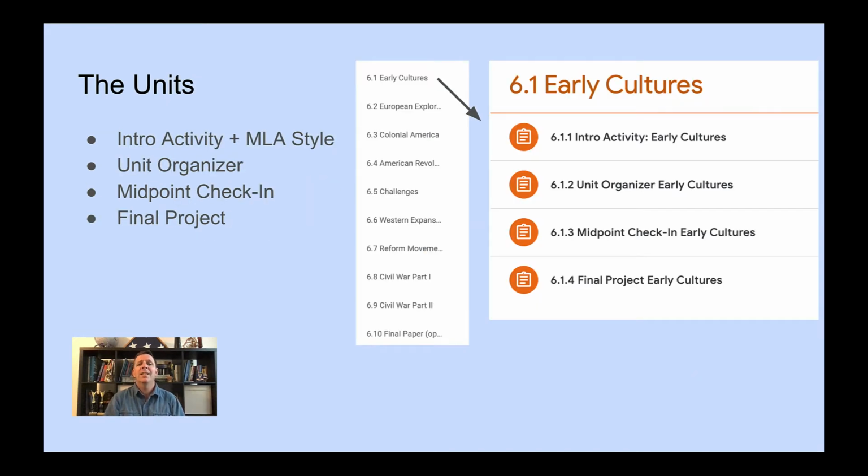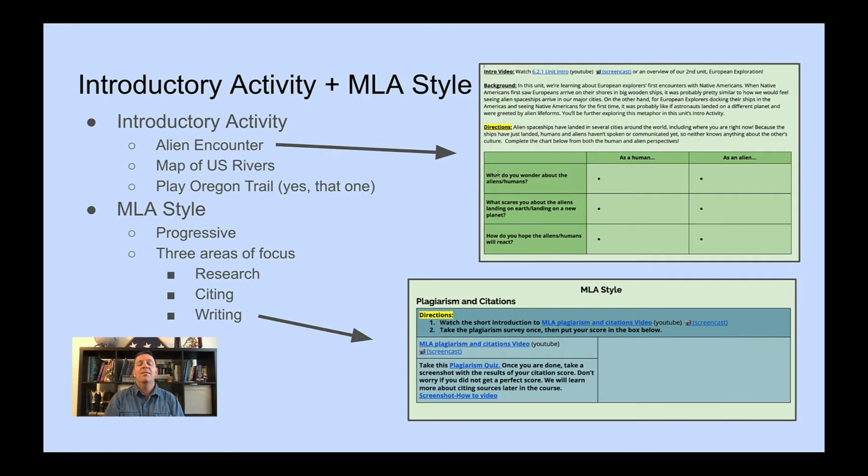Each of the units consists of 4 sections. You have an intro activity and MLA style, then you have the unit organizer, a midpoint check-in, and finally, the final project. These are the 10 units, and let's look a little bit more closely at each part of a unit. In the first part of a unit, you do an introductory activity. In this one, this is Unit 2, European Exploration, and we're asking students to compare what it would be like if they encountered an alien.